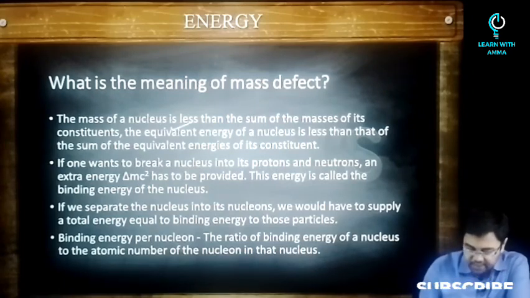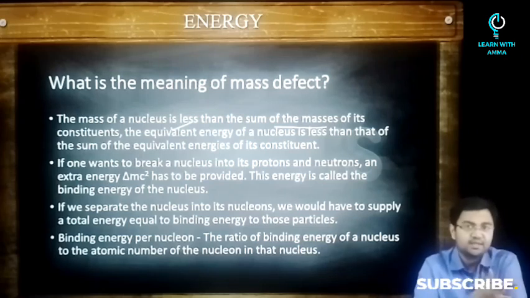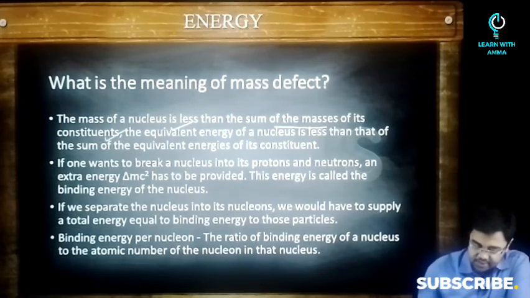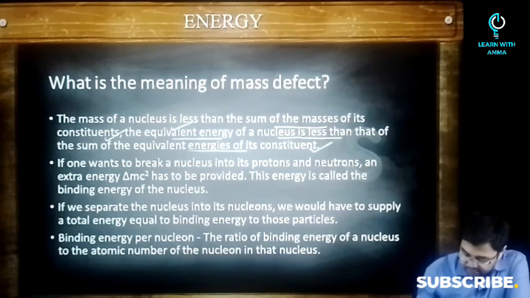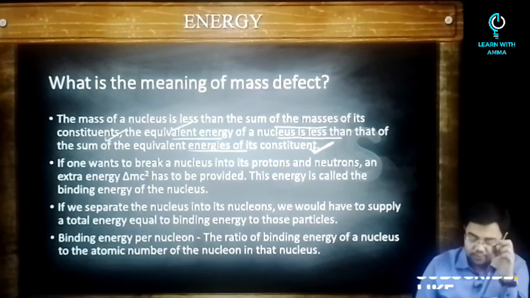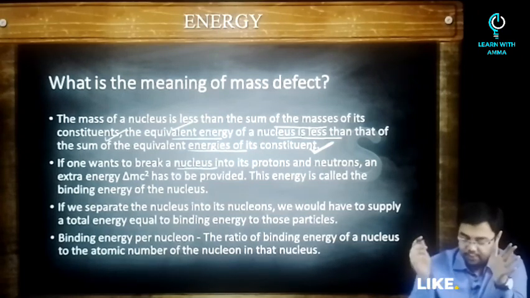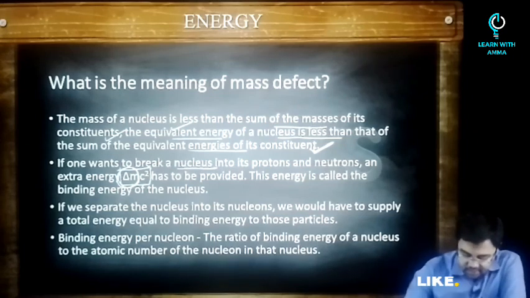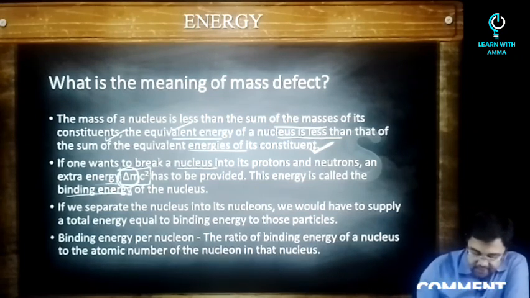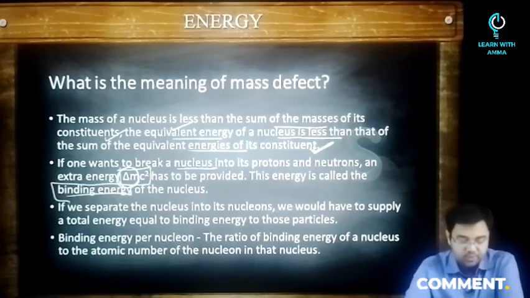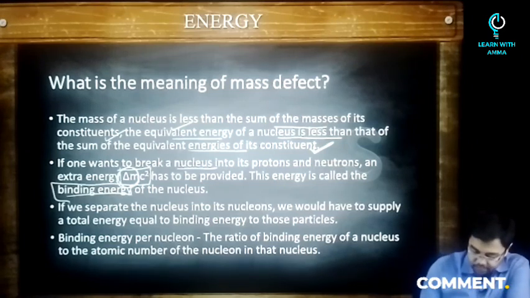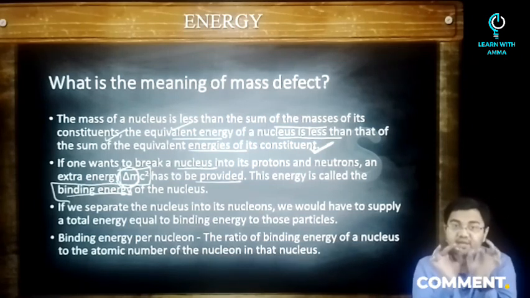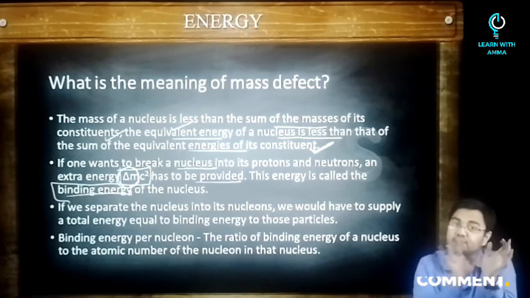Apart from that, the mass of the nucleus is lesser than the masses of its constituents, as we have already discussed. The equivalent energy of the nucleus is less than the sum of the equivalent energy of its constituents. So if I want to break a nucleus into its protons and neutrons, an energy equivalent to delta m c squared, delta m being the mass defect or the difference in masses, will have to be provided, and this is called the binding energy of the nucleus. So the energy that will have to be provided to break this particular nucleus is the binding energy of the nucleus.